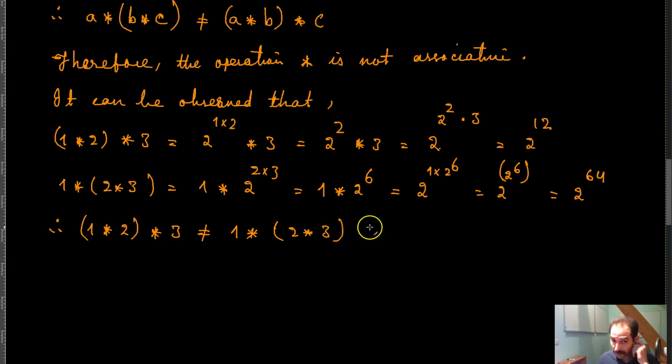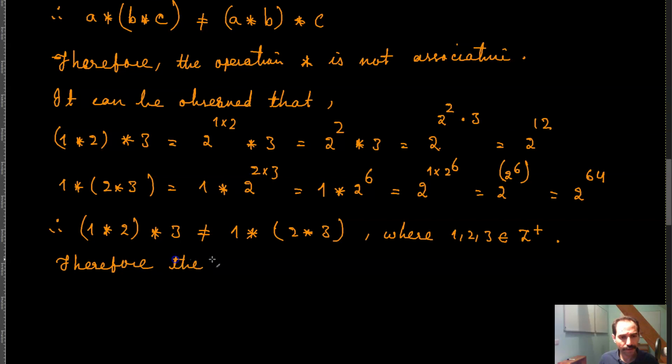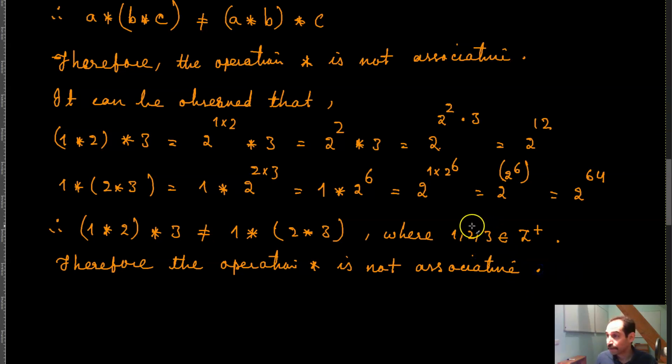Where of course 1, 2 and 3 belong to Z plus, therefore the operation star is not associative, right? So that was part 4 of this question.